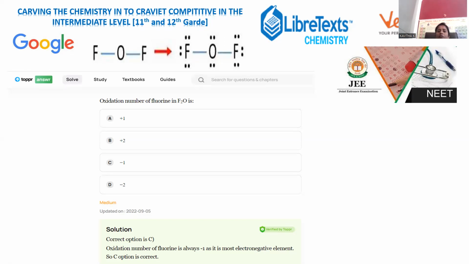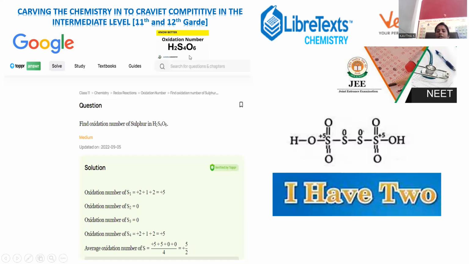So in OF2 molecule, 2 fluorines are there. So -1 for one fluorine, -1 for second fluorine, total -2 charge. To compensate -2, this central oxygen is accompanied with the +2 oxidation state. Oxygen is generally -2 only, but whenever it is in combination with fluorine, oxygen is acquiring positive, fluorine is acquiring negative, so that no atom is existing in zero. Fluorine is acquiring -1, oxygen is getting +2, so there is no choice for zero oxidation number for this molecule. Move on to H2S4O6.